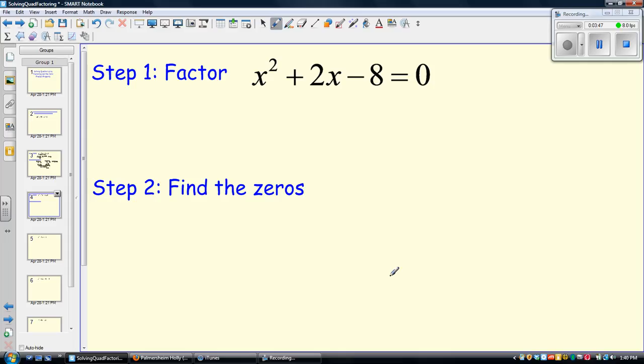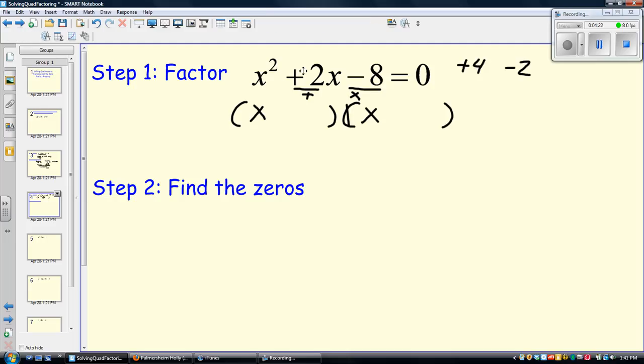So we're going to do the same thing here. We're going to start with the factoring. We're looking for what adds to be 2 and multiplies to be negative 8. So we have a negative here, so the signs have to be different. So if we're going to multiply to be negative 8 but add to be 2, then we've got to have a positive 4 and a negative 2. So it's going to be x minus 2 and x plus 4.